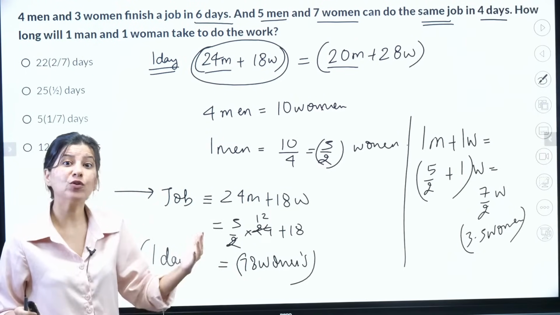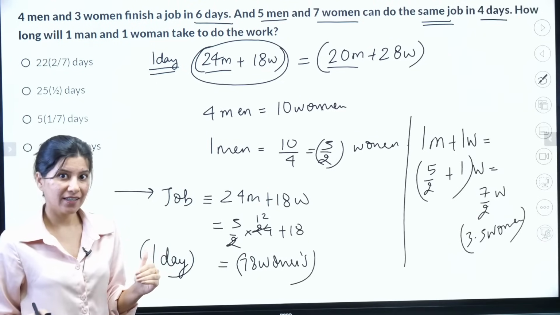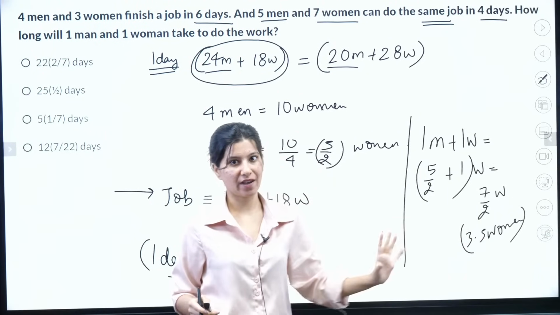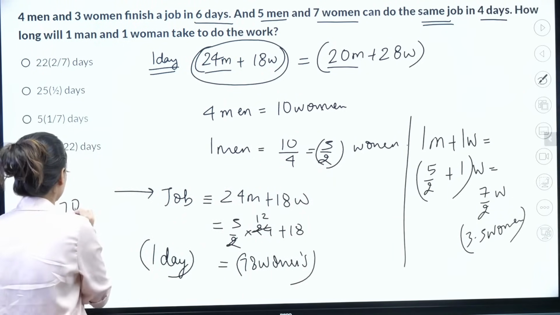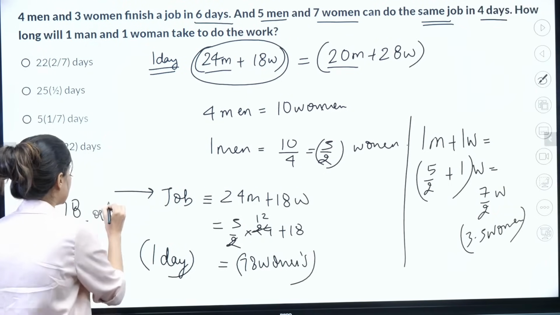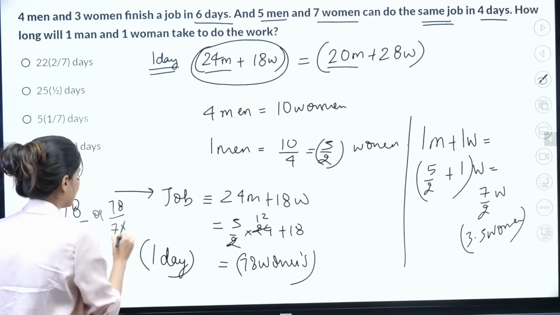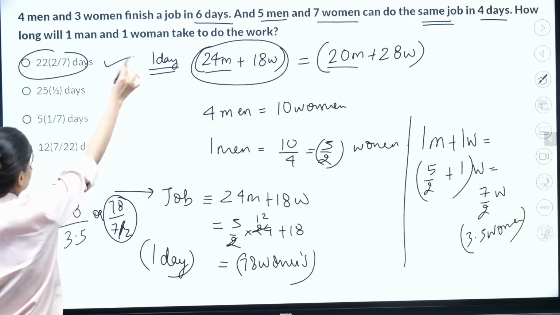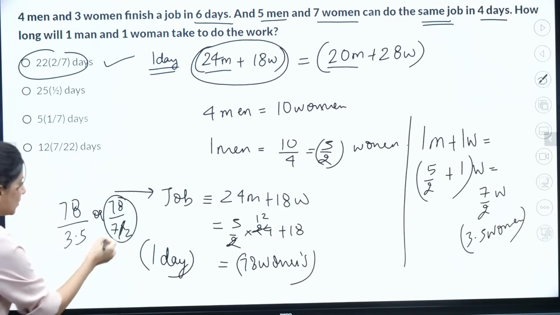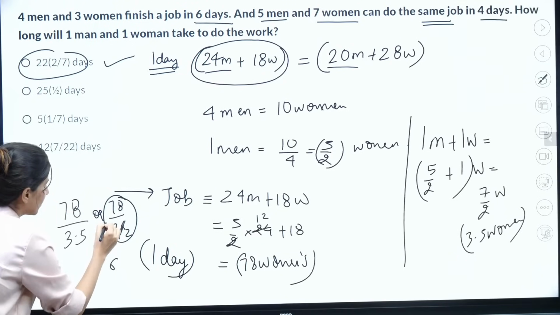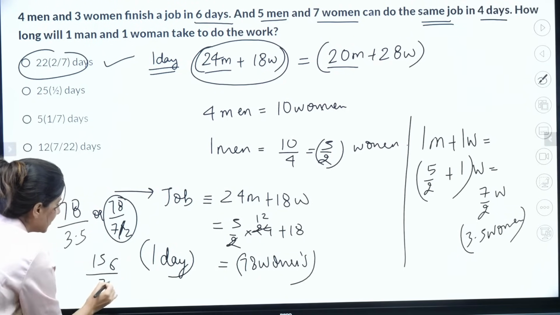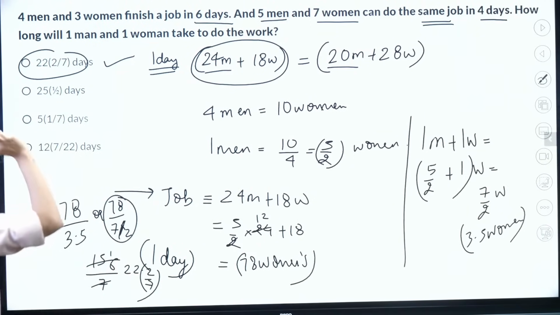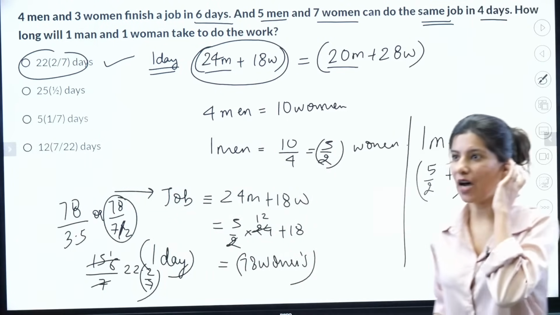So what I have to do is increase the number of days, right? But how many women do I have? 3.5 women I have. So 78 upon 3.5, or we can say 78 upon 7 by 2. 7 by 2 will give you the final answer. So this is going to be 78 into 2 by 7 if you divide. 7 2s are 14, 156 by 7. Can you see? 7 1s are 7, 7 2s are 14, so 22 and 2 by 7. So this is option A. Clear? Now it is clear?